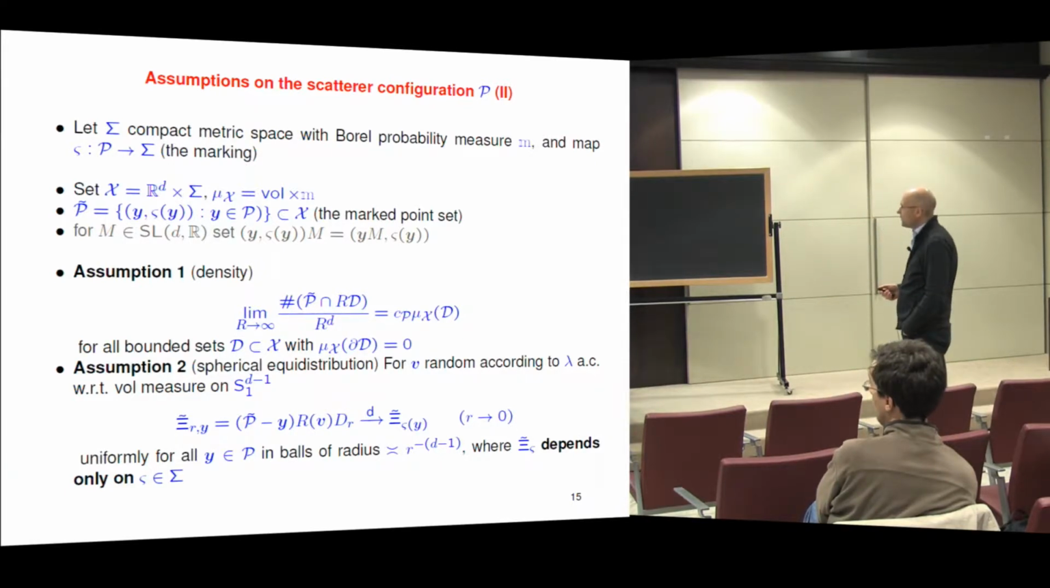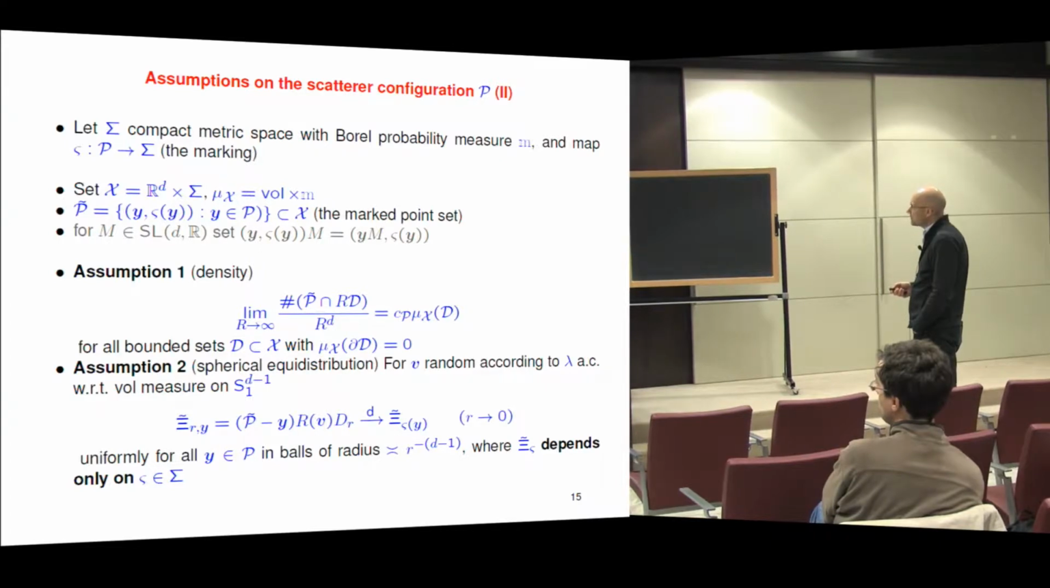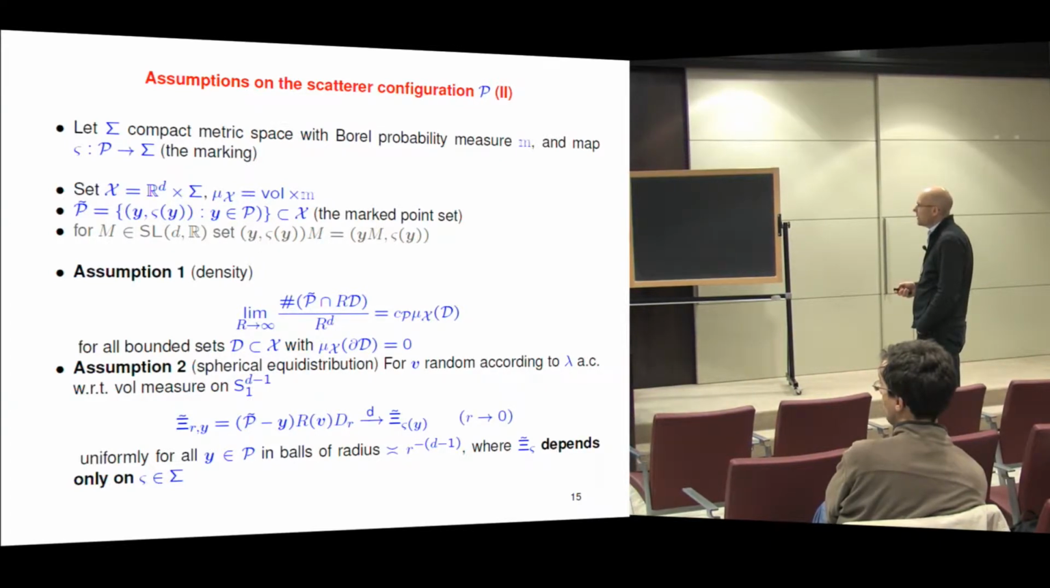And we furthermore assume that, so we make these definitions, we now say, okay, we now have the space R^d times our mark space with a natural measure. This will now generate a marked point set.